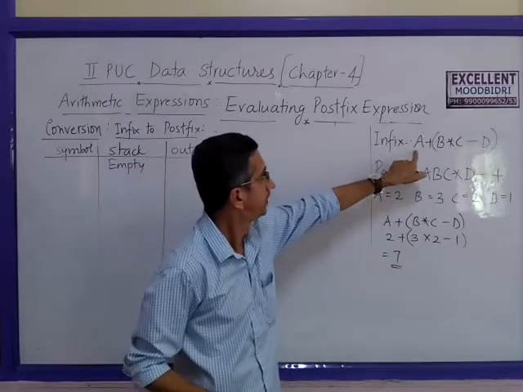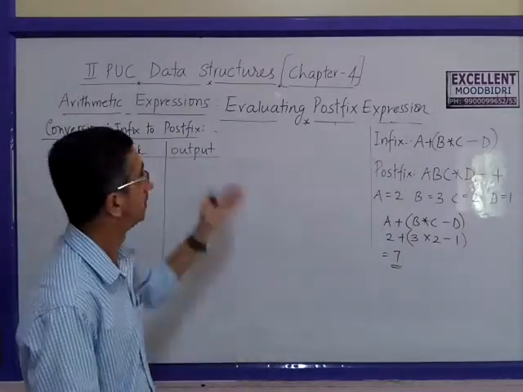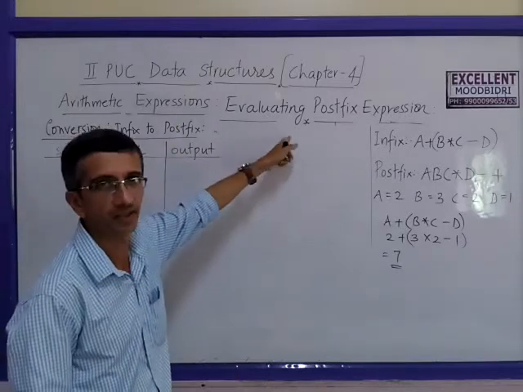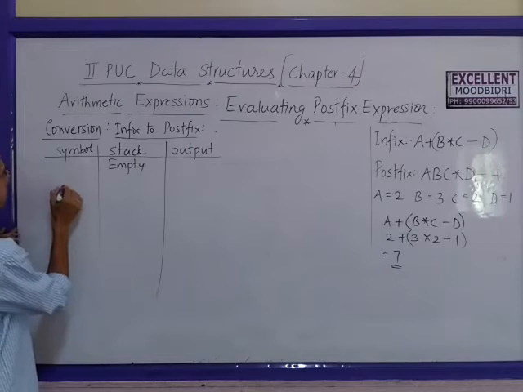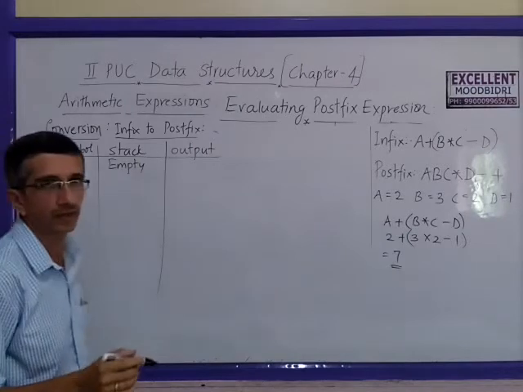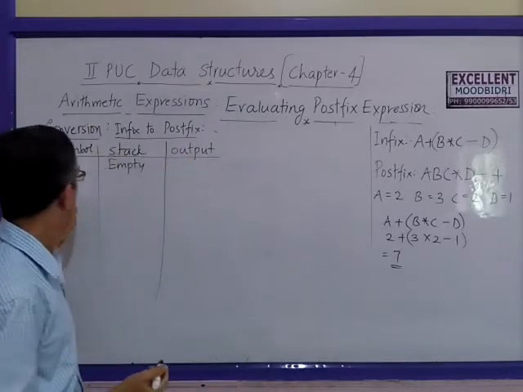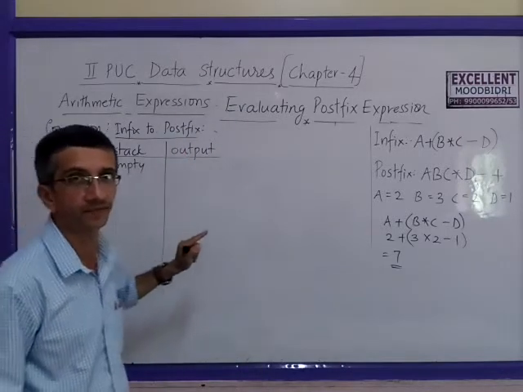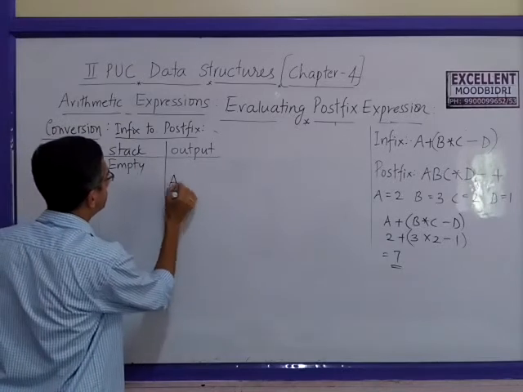From the infix, first take the symbol A. So we convert infix into postfix first, then we think of evaluating the expression. The first symbol is A. The algorithm, you recall, says when it is an operand, just output that. Output. It is A.